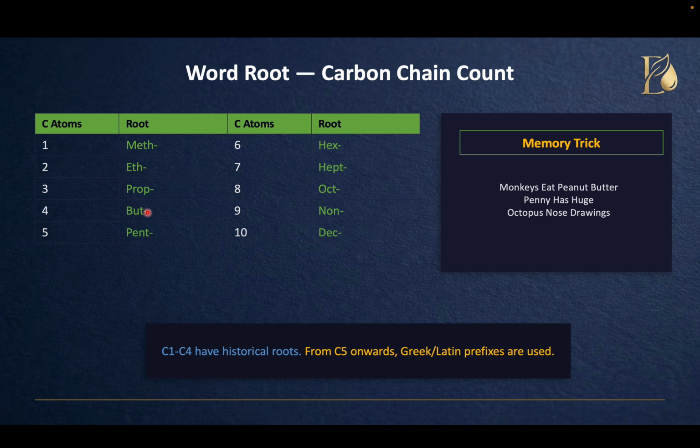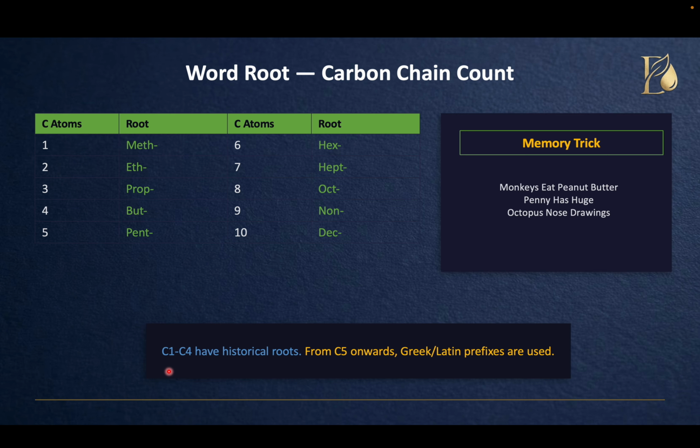To memorize these terms, we can use a symbol trick. Monkey eats peanut butter stands for the first 4. Penny has huge: Penny for pent, has for hex, huge for hept. And octopus nose drawings, for oct, non, dec. So you can use this trick to memorize these names. So what are the different word roots based on the number of carbon atoms? Meth, eth, prop, but, pent, hex, hept, oct, non, dec.